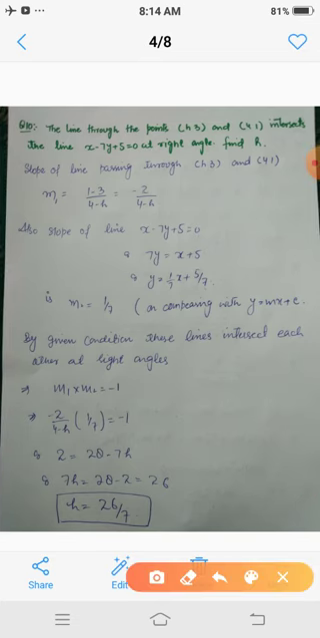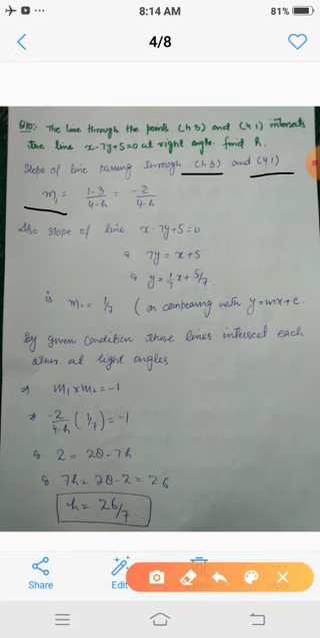Here we will use the condition of perpendicularity in terms of slope. Now the slope of the line passing through the points (h, 3) and (4, 1), m1, is given by the difference of y coordinates upon the difference of x coordinates, that is 1 minus 3 upon 4 minus h, that is minus 2 upon 4 minus h.